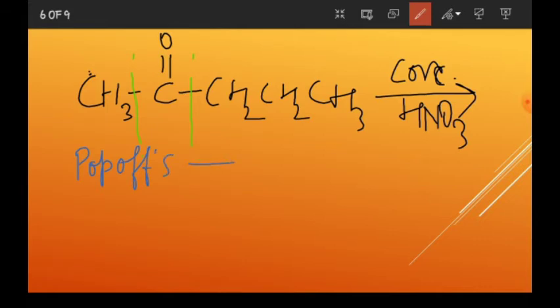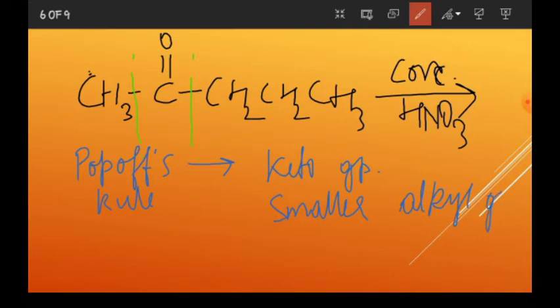According to this rule, Popoff's rule, in unsymmetrical ketones, the keto group stays with the smaller alkyl group. The rule says that in case of unsymmetrical ketones, the keto group stays with the smaller alkyl group during oxidation.